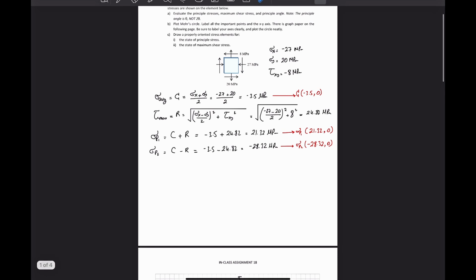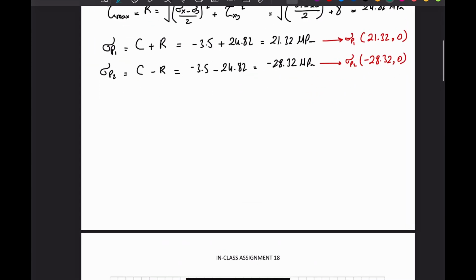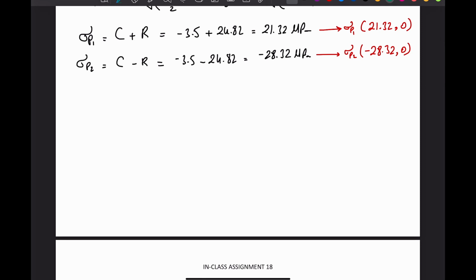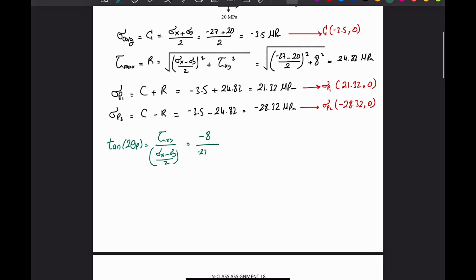Okay, so now what is left, we want to find the principal angle. So the principal angle is gonna be tan 2 theta p is equal to tau xy over sigma x minus sigma y over 2. Also, common mistake here that you put plus here. It's not plus, it's minus. It's equal to tau xy, which was minus 8, over sigma x minus sigma y over 2, which is negative 27 minus 20 over 2.